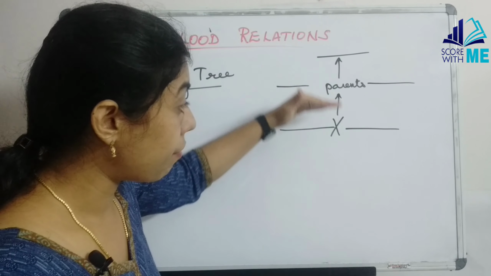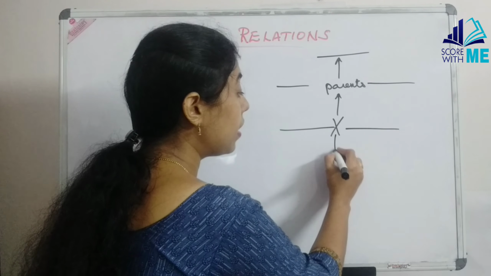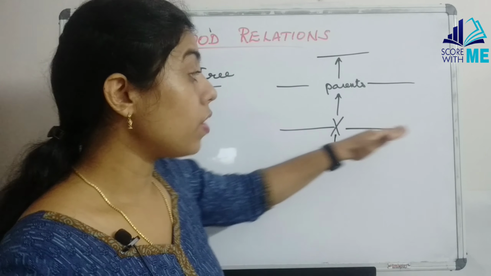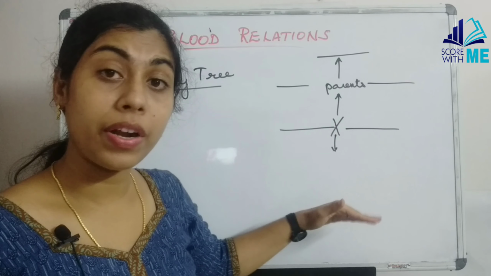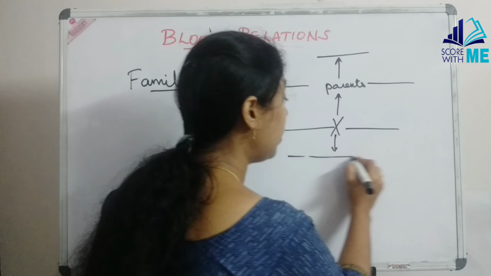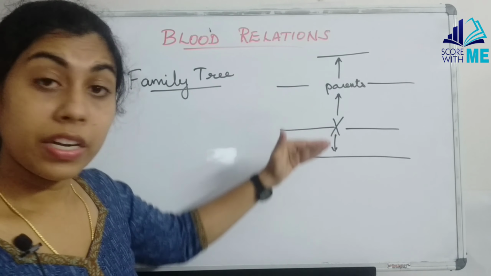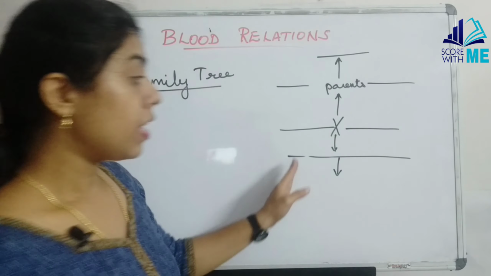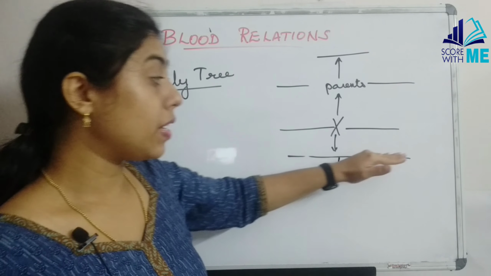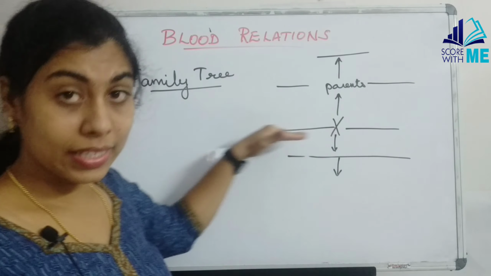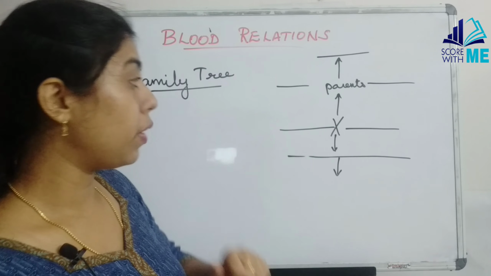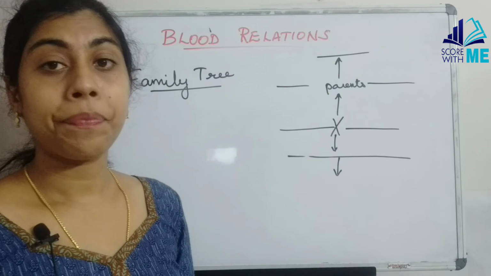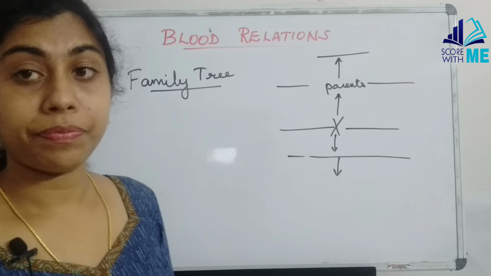Then comes the generation after him, that is, the person's children, nephews, nieces, all his siblings' and his cousins' children. All come in the generation below him. In the generation below that come the grandchildren of the person. This is the way in which each generation is represented, and we come to a family tree.